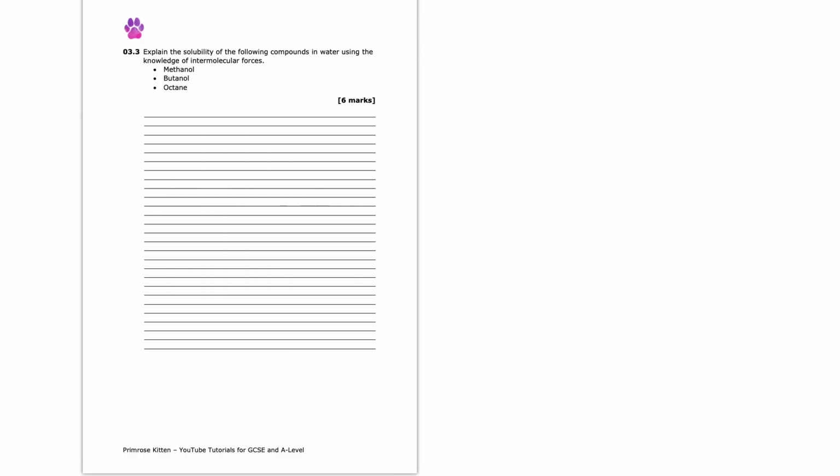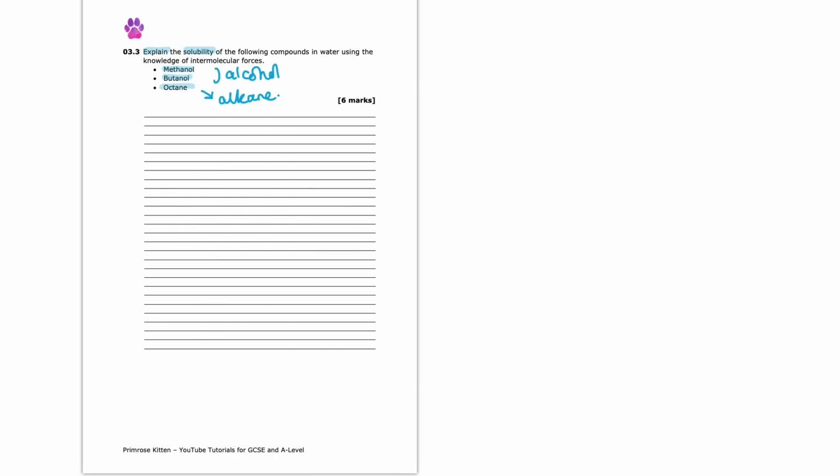So here we've got quite a long mark question, 6 marks. And in this question, we're asked to explain the solubility of the following compounds in water using your knowledge of intermolecular forces. And here we've got methanol, butanol, and octane. So comparing those, I can see I've got 2 alcohols of different lengths of their chains, and I have an alkane as well. So I would start just by realising what I'm dealing with here, and then use that to support my answer.